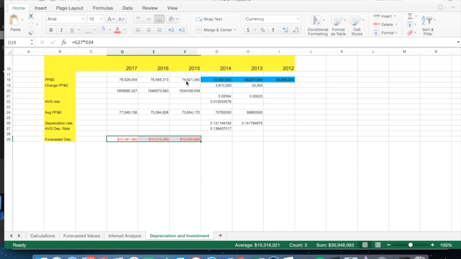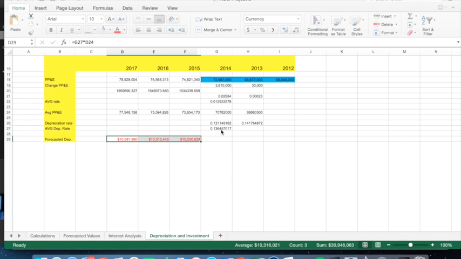We'll first find the average PP&E for each year, which we found right here. We'll also be looking at the average PP&E for the previous years as well. What we'll need to do is find the depreciation expense for the previous years, take that amount and divide it by the average PP&E of the previous years, which gives us a depreciation rate right here, 0.13 and 0.14. We can then find the average of those two and get this value here.